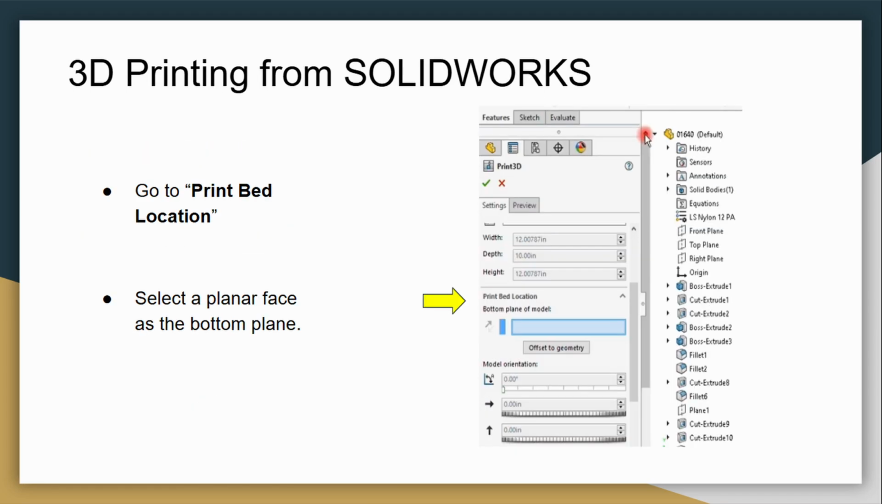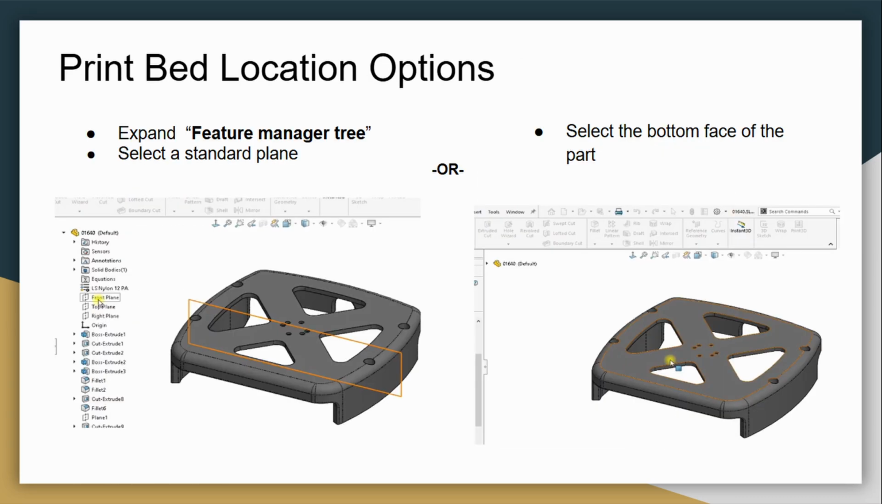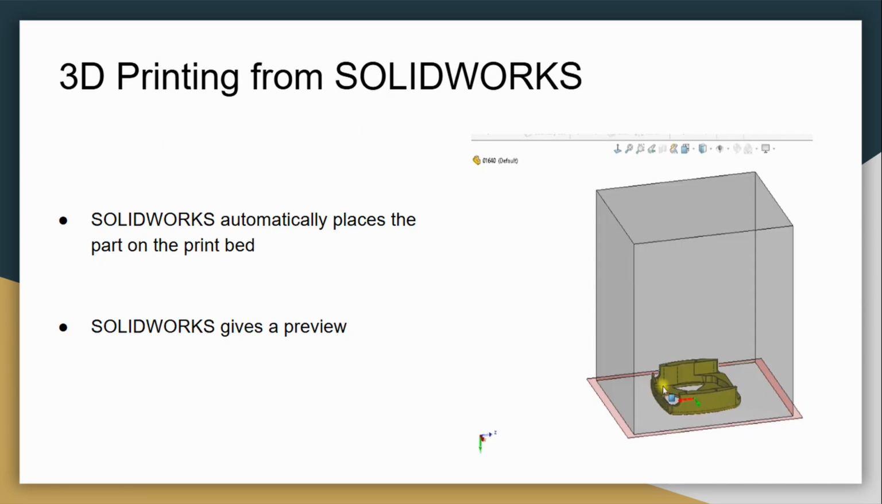Next, go to Print Bed Location under the Print 3D tab to select the planar face that will be used as the bottom plane of your print. There are two options: expand the Feature Manager tree and select a standard plane, or select the bottom face of the part. SolidWorks will automatically place the part on the print bed and give a preview.